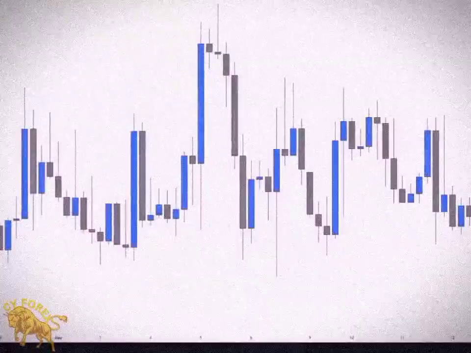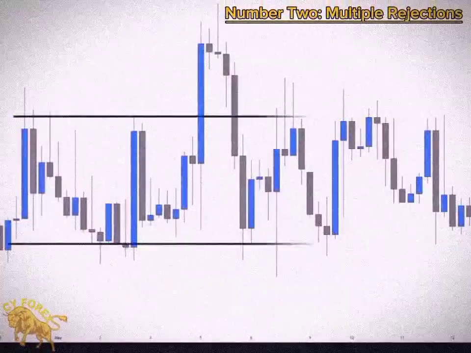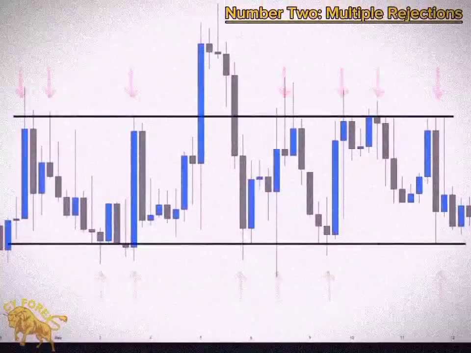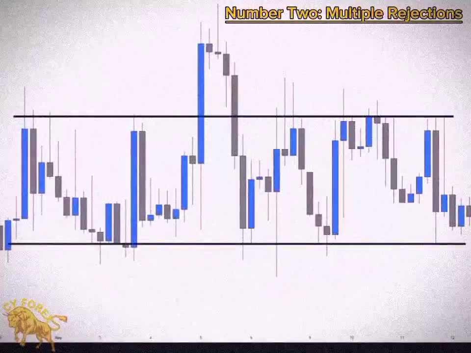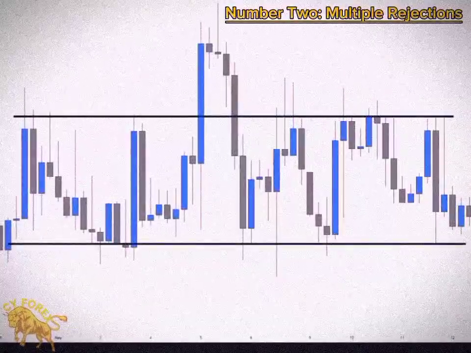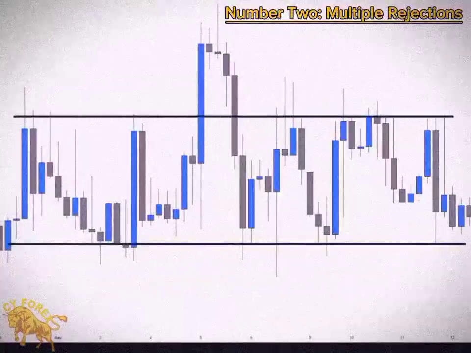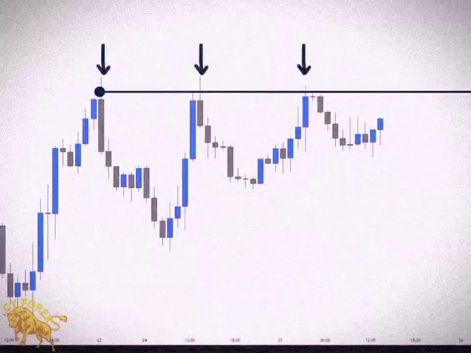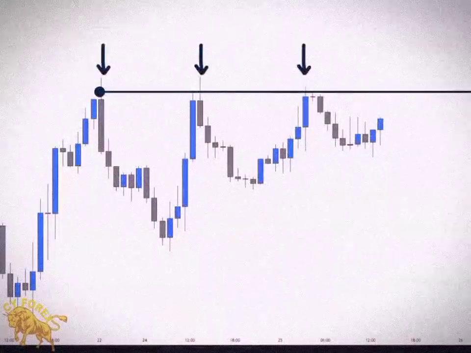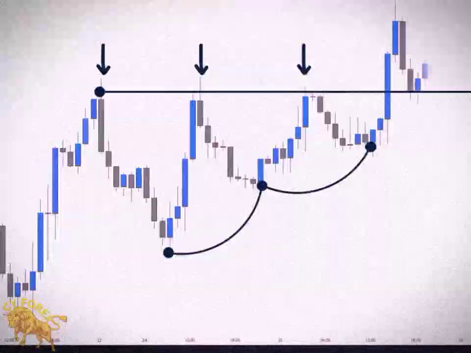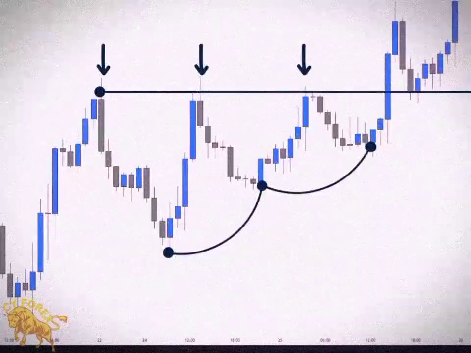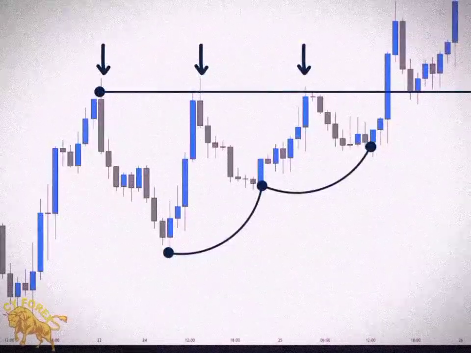Number 2. Multiple rejections. Multiple rejections from an area show that traders took action at this same level at different times, making it more powerful. More rejections are better, but it won't guarantee that the level will hold. When the market taps into a level, we closely watch price action to indicate what is happening. If the rejections are getting weaker every time, there is a higher chance for the price to break through this level, but it will be strong support if the price reaches this area again.